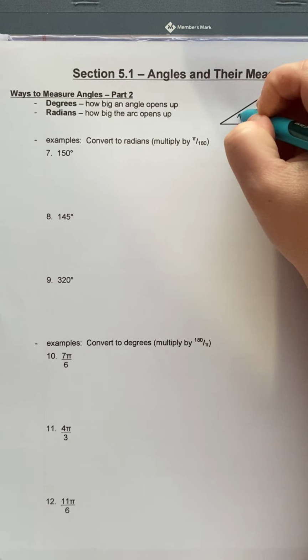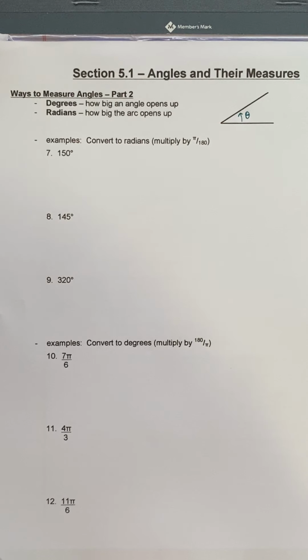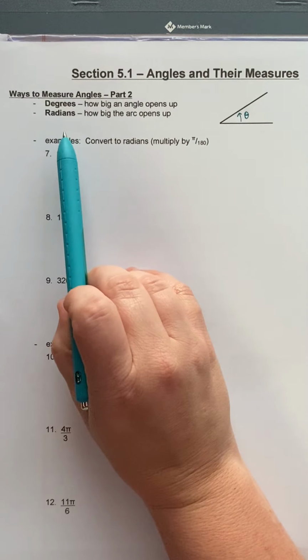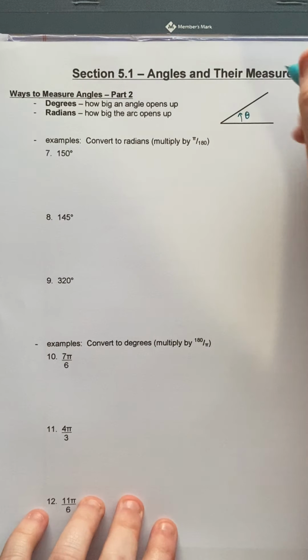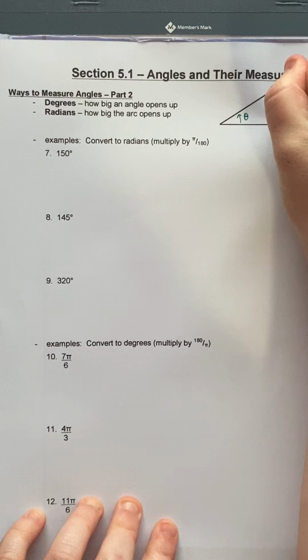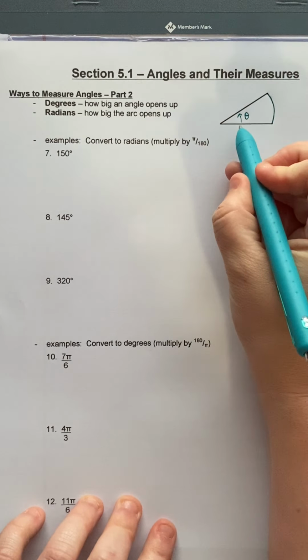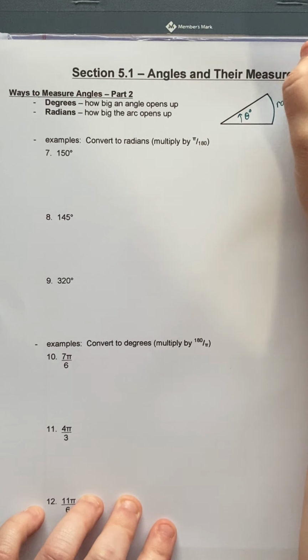So that's like from here to here. We're going to call this theta. We're going to see a lot of Greek alphabet in trig here. All right, so that's how big the angle opens up. Radians is the other way we can measure an angle, and this is how big the arc opens up. So this is this outside arc right here. So from here to here would be my radians. So degrees on the inside, radians would be here on my outside.